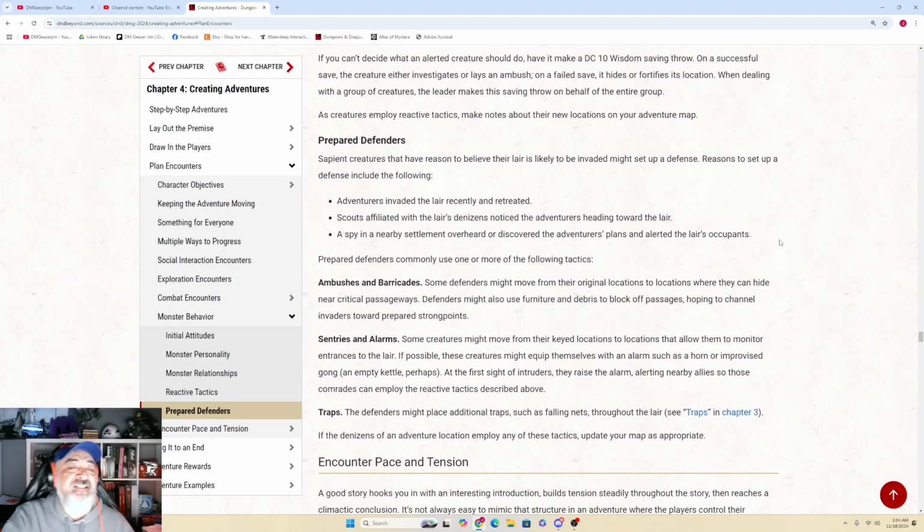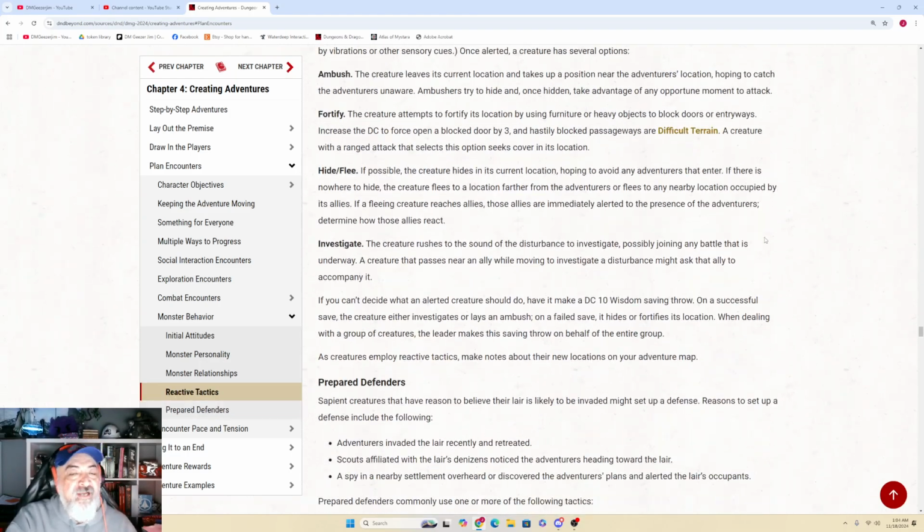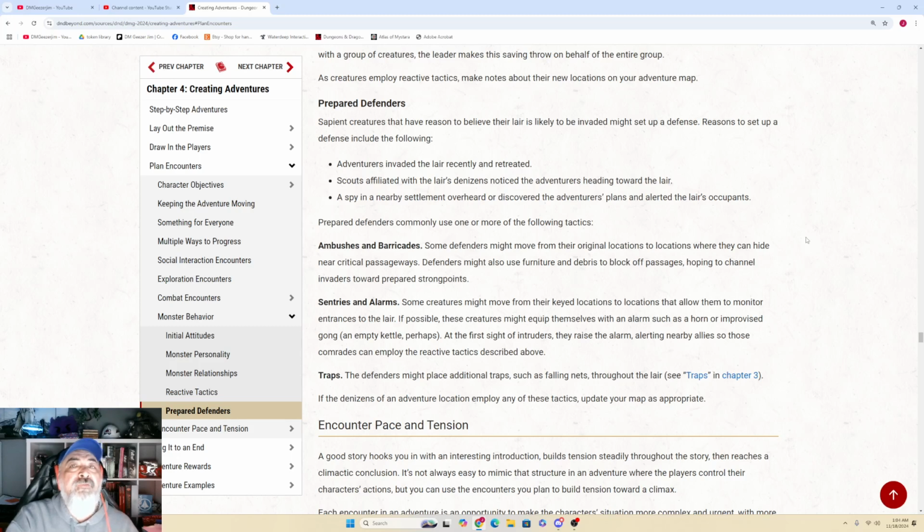Prepared defenders, kind of the same thing. I think it goes hand in hand with reactive tactics. If your monsters know the players are coming, then you have every right and obligation, if they are smart, to have them prepare their defenses. They shouldn't be wandering around.